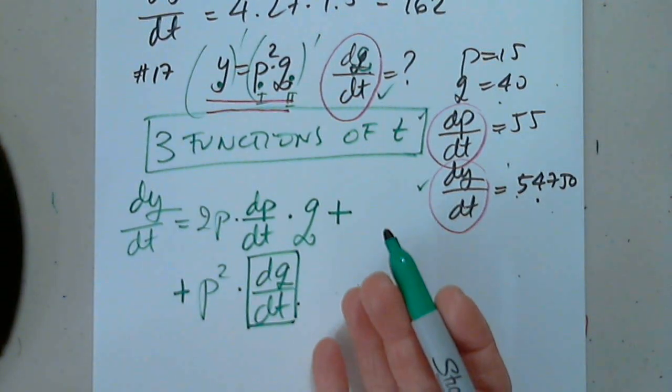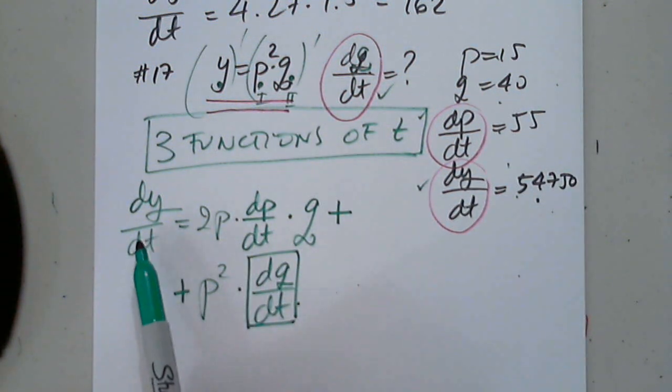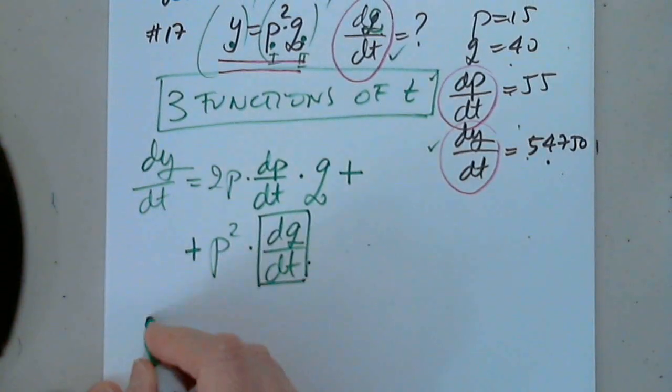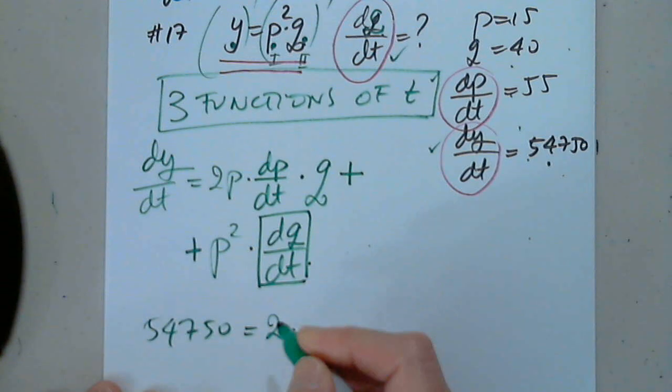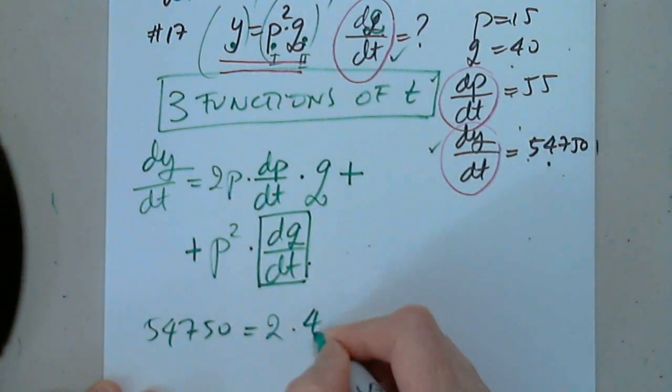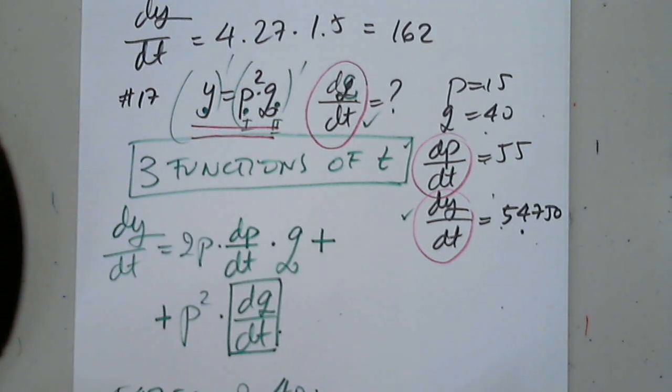I could solve first and then plug in, or I can plug in and then solve. It doesn't matter. Do I have this? Yes, 54750. Do I have p? Yes, 40. In the question, was it 7,500 for dy over dt? I copied from something else? I'm a master of that. Oh, I copied from something else.